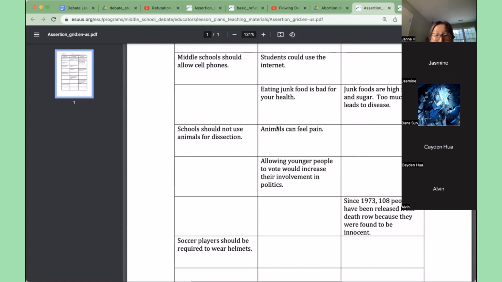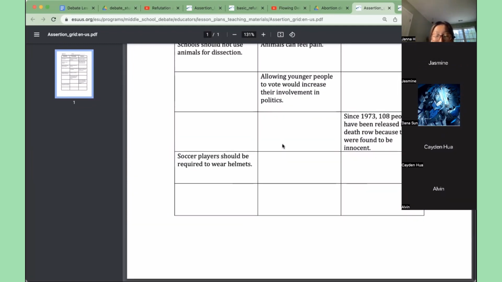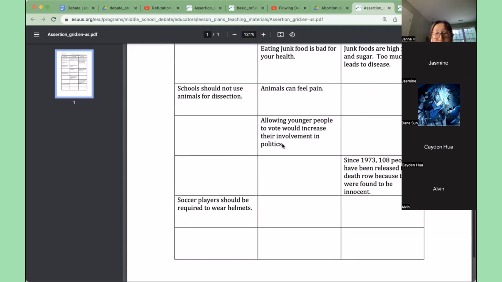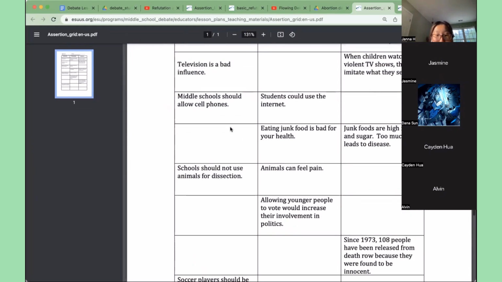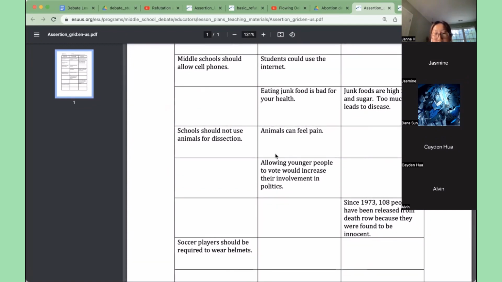Okay, so these have multiple blanks, so that might be a little more difficult. The claim is empty, and the reasoning is allowing younger people to vote would increase their involvement in politics, and then the evidence is also blank. So make up a claim and evidence, and obviously there are multiple answers to this.